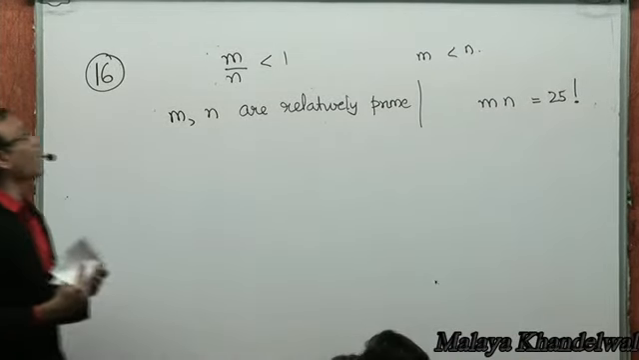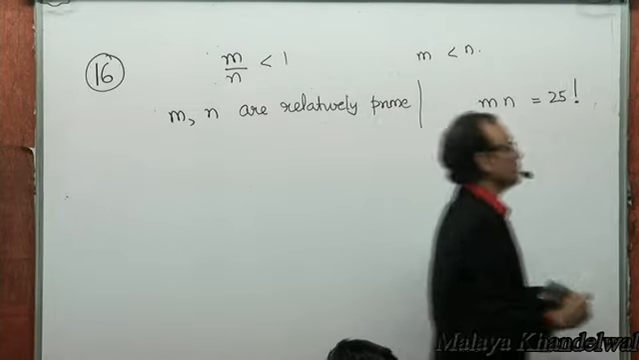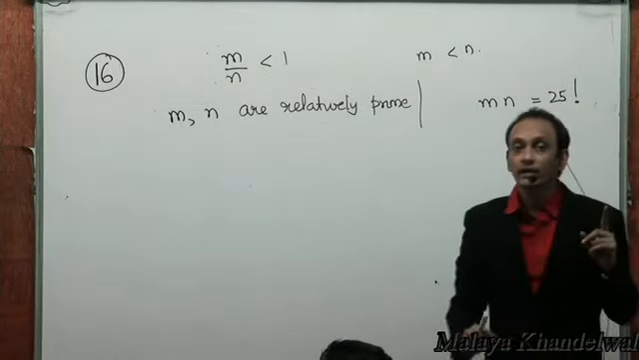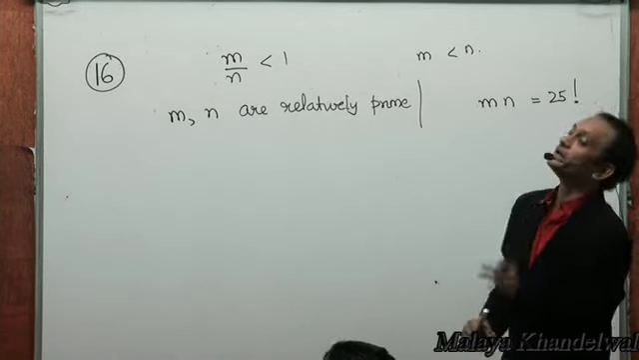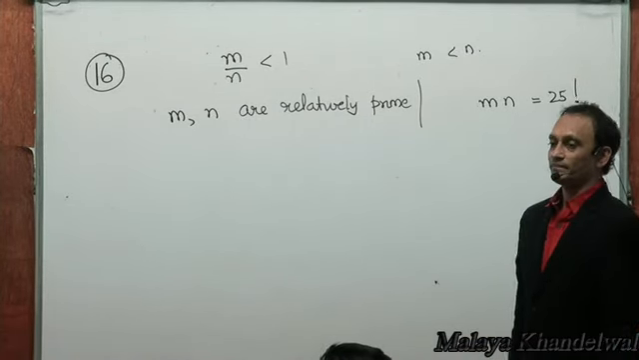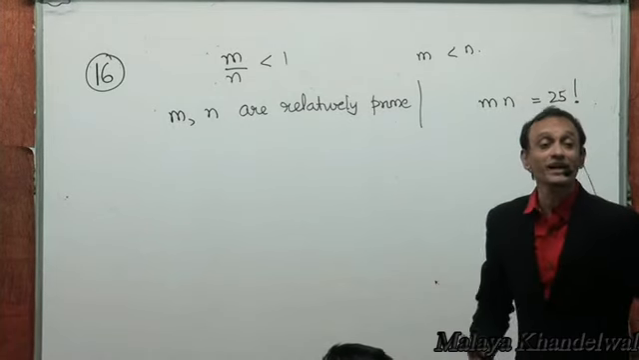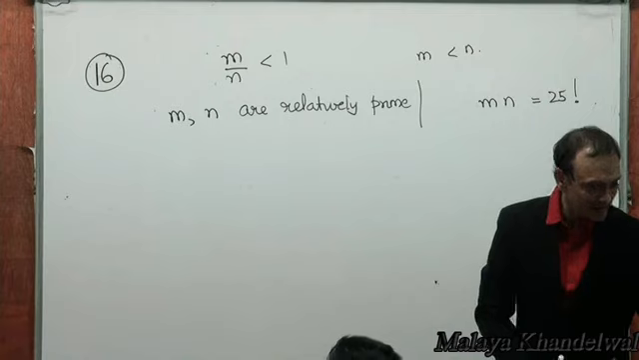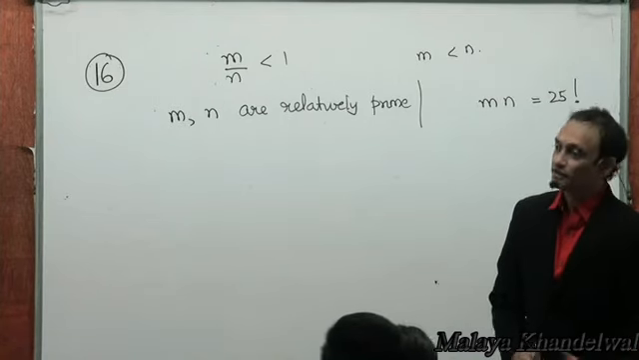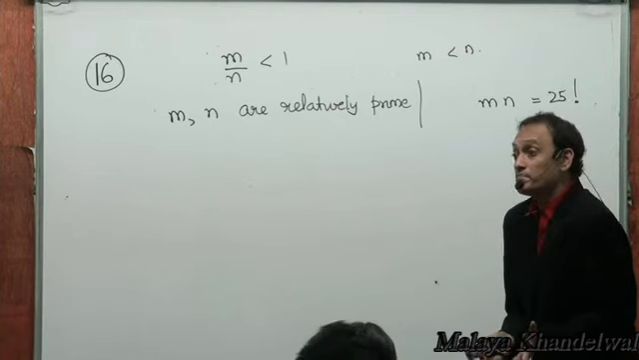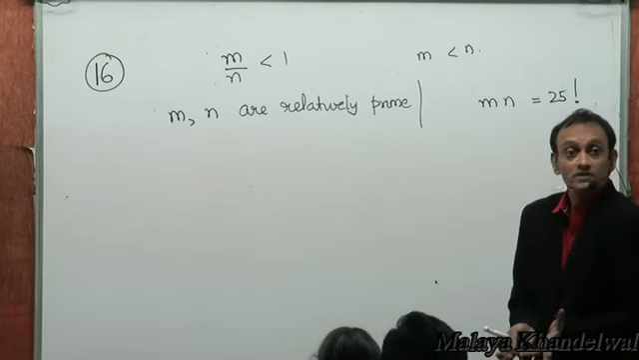I want to find in how many ways the pairs m, n could be selected such that m into n is 25 factorial, m is less than n, and m and n are relatively prime. You know what I'm saying? So it's all about selecting in how many ways you can select m and n commensurate with this condition. The number of ways in which you can select m and n would give you the required number of rational numbers. Yes or no?